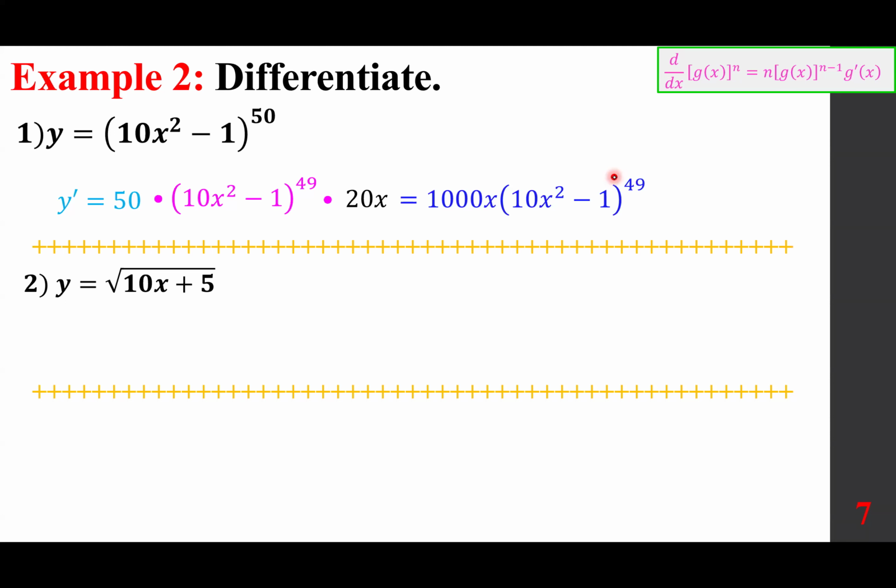So we are going to rewrite this so it becomes available for the extended power rule. We raise it to the power of 1/2 first. And now the extended power rule tells us we need n, which is 1/2. Then we need the same function to the power of n minus 1. 1/2 minus 1 is negative 1/2. So we write 10x plus 5 to the power of 1/2 minus 1.